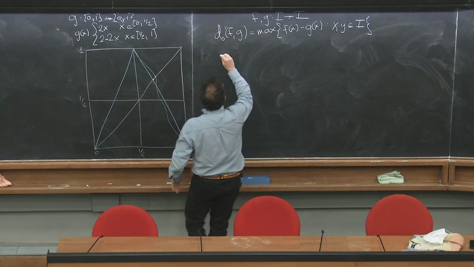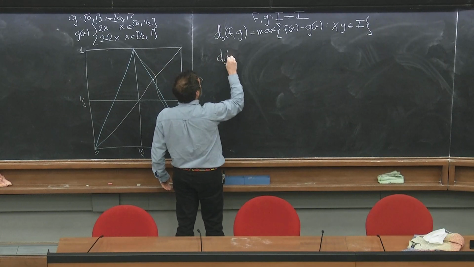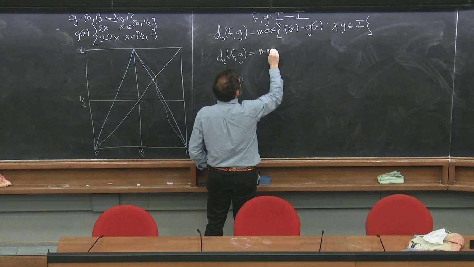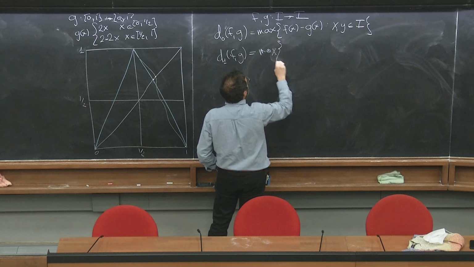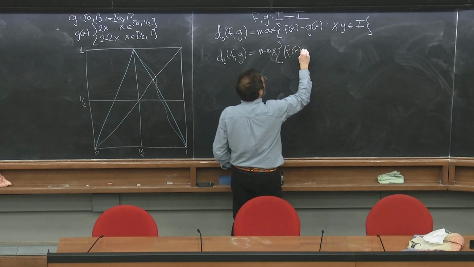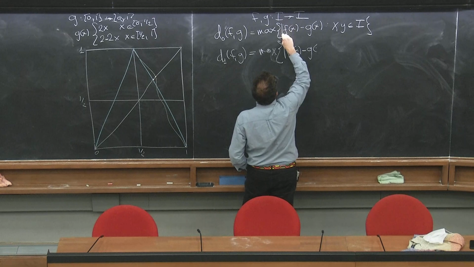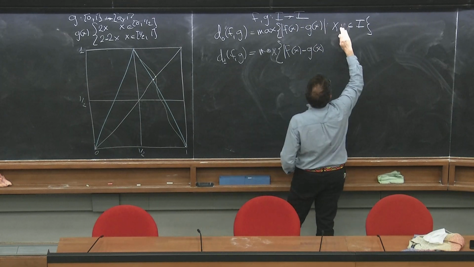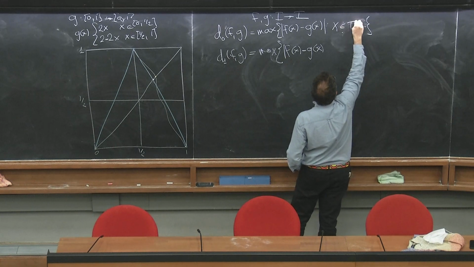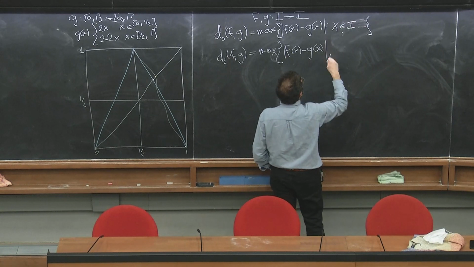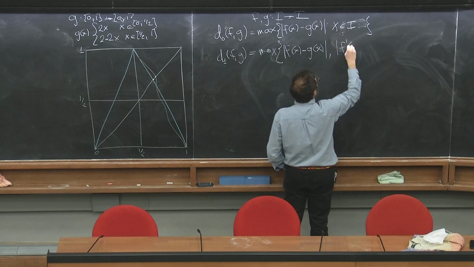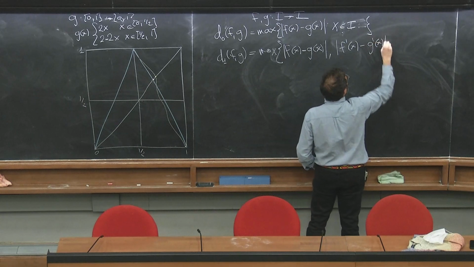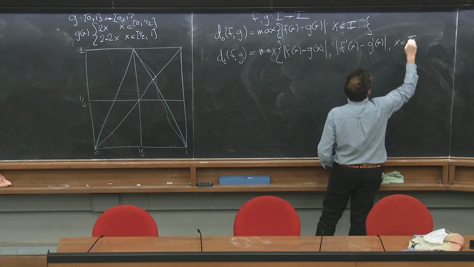And then we can also define the C1 metric between these two maps, and this is equal to the maximum of the absolute value of f of x minus g of x, for all x, and here you would also put the derivative, the absolute value of f prime of x minus g prime of x, for all x in I.